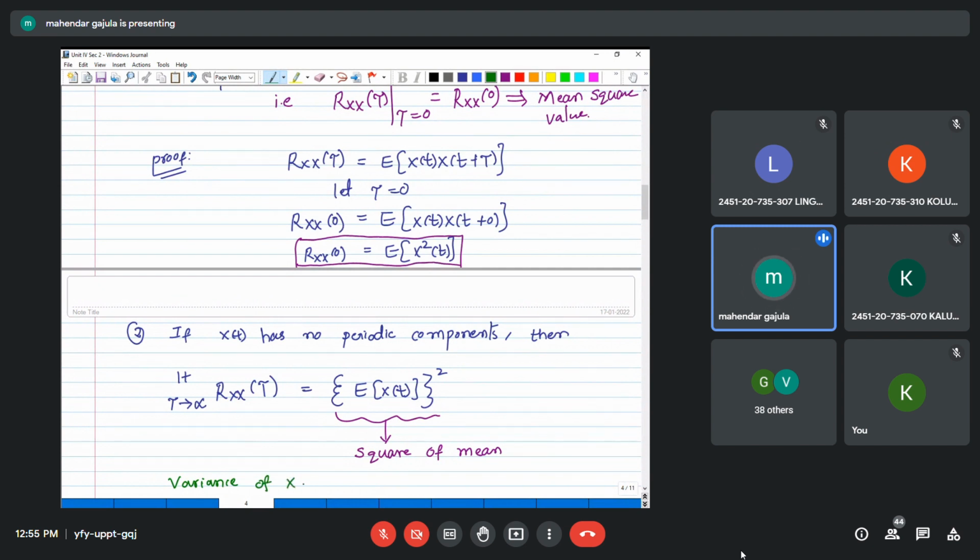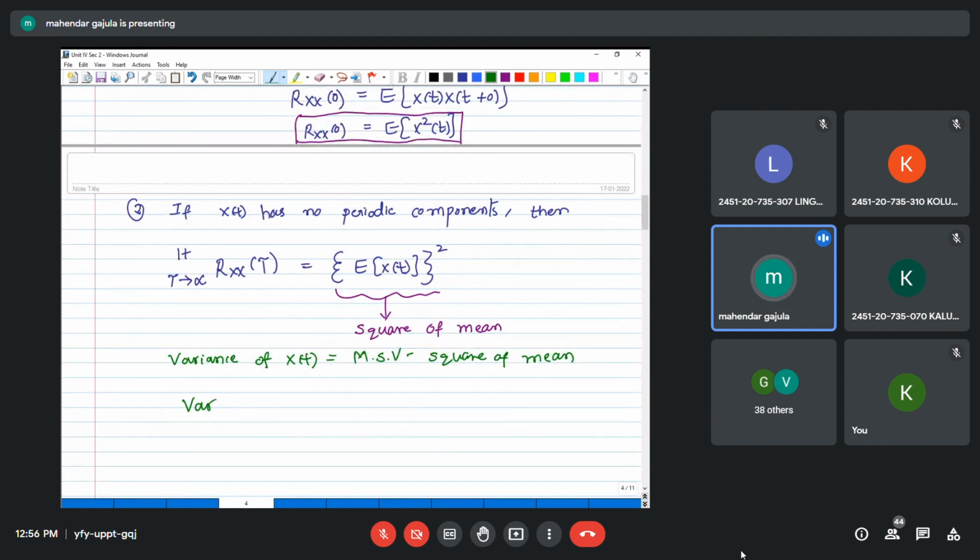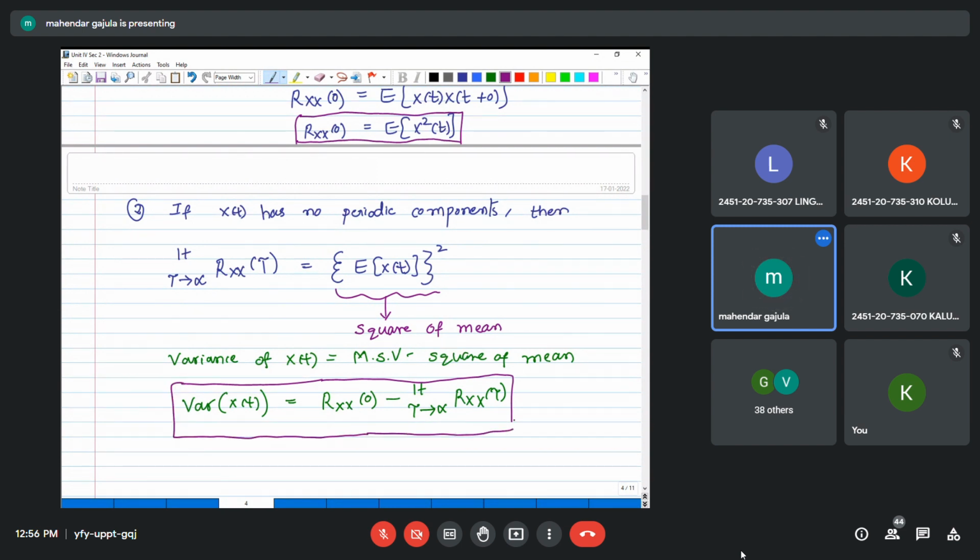Variance of x(t). What is that? Mean square value minus square of mean. So let us write the variance of x(t). We can write it as R_XX(0). Mean square value is R_XX(0), and square of the mean is the limit as tau tends to infinity of R_XX(tau). So this is the formula to find the variance of a random process.